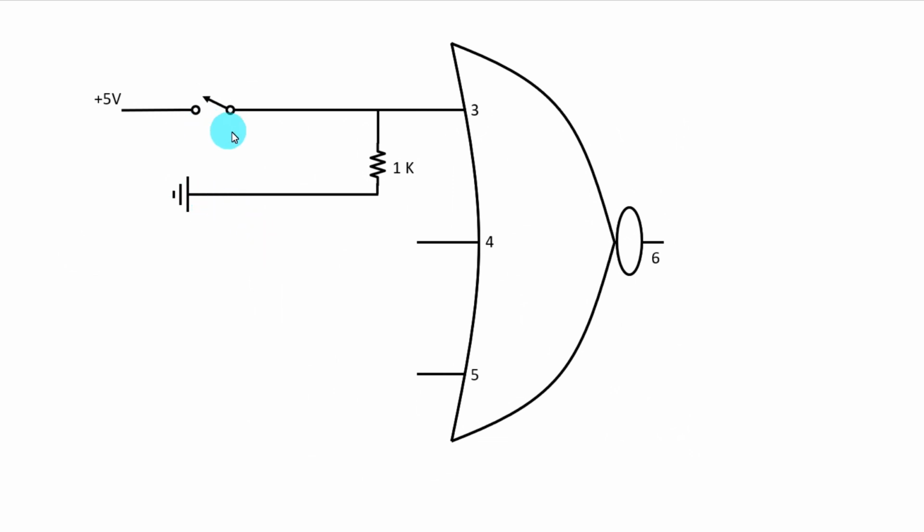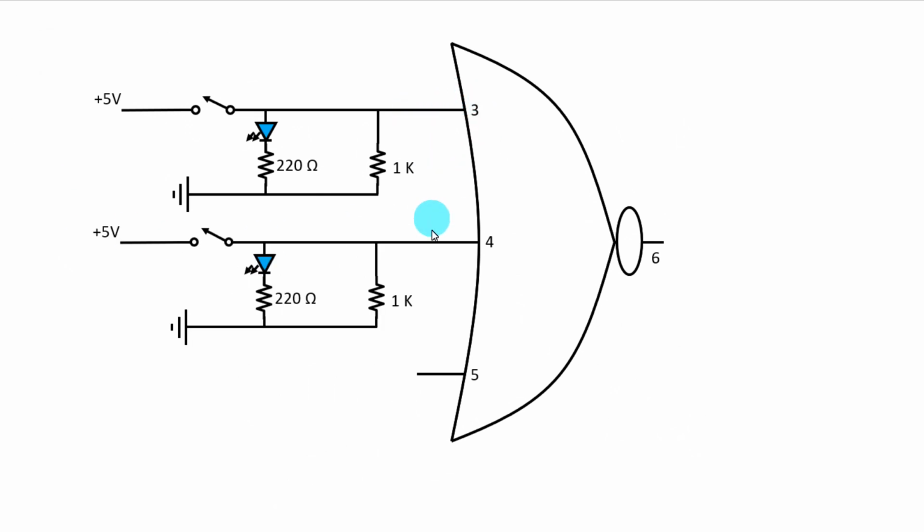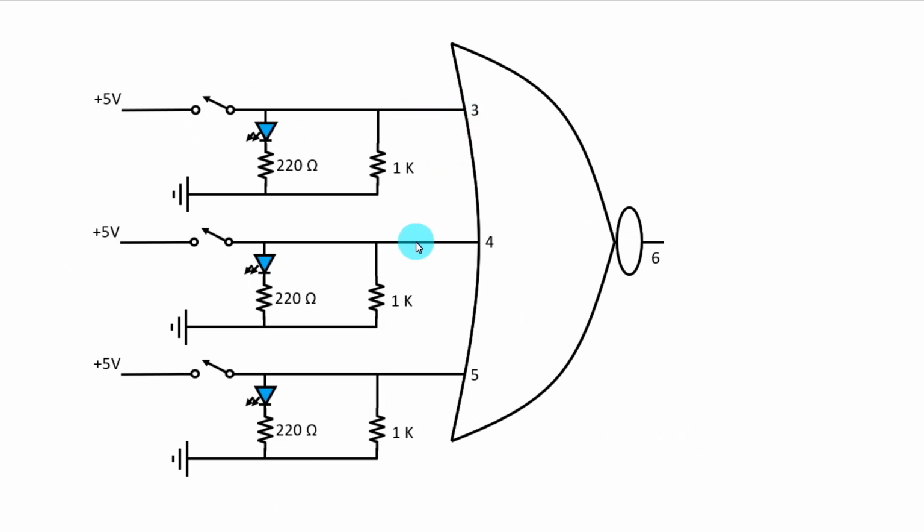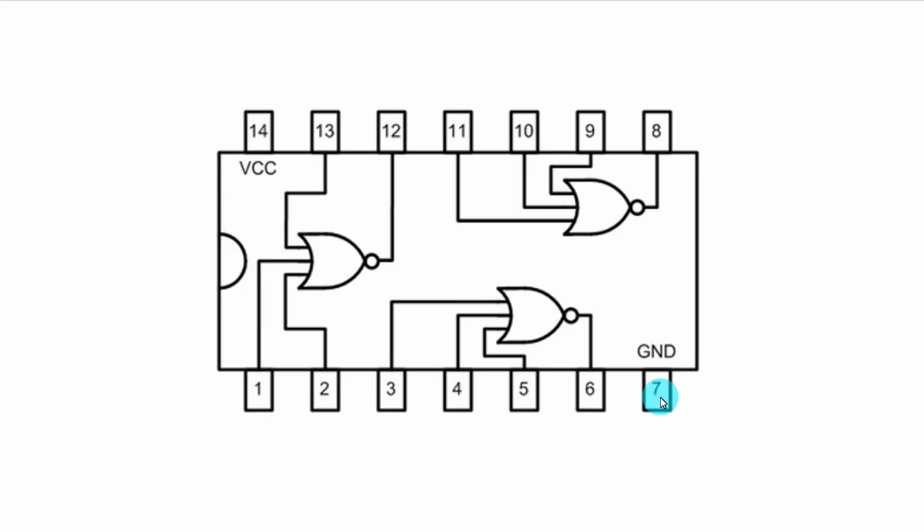To see the inputs, whether the switch is on or off, we have connected an LED and with this 220 ohms resistor is connected. The same connection will be connected to pin number 4 and pin number 5. These three are inputs. And to see the output, we have connected an LED and a resistor. So this will be our circuit connection. Pin number 7 will be connected to the ground and pin 14 will be connected to plus 5V.